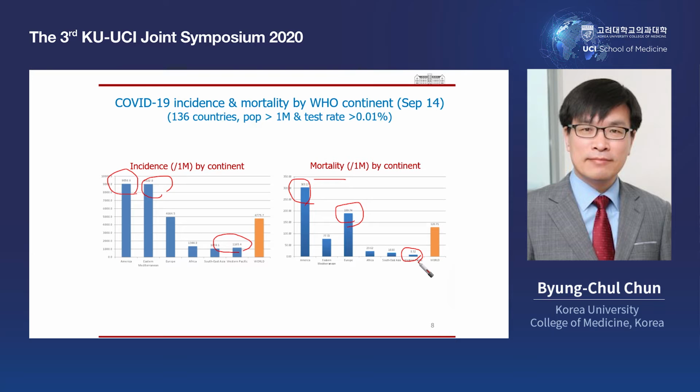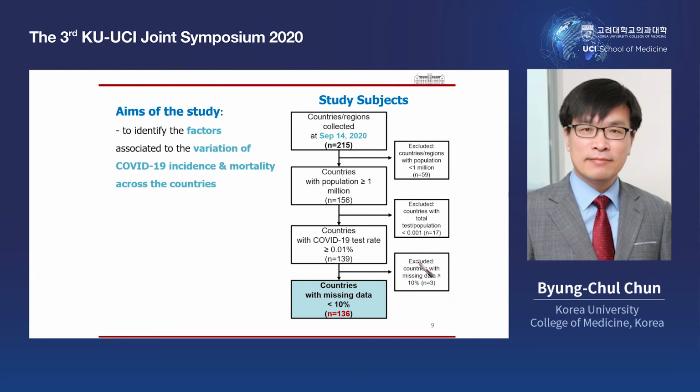What makes this difference? So we started a study to identify the factors associated with this large variation of COVID-19 incidence and mortality across the countries. We finally selected 136 countries which have over 1 million population and at least 0.1% of the population screened for COVID-19, among a total of 215 countries.